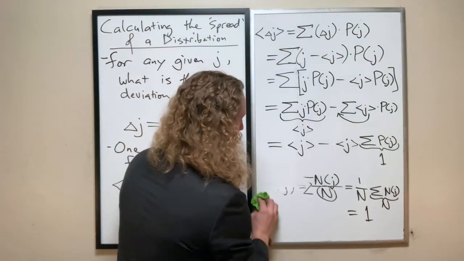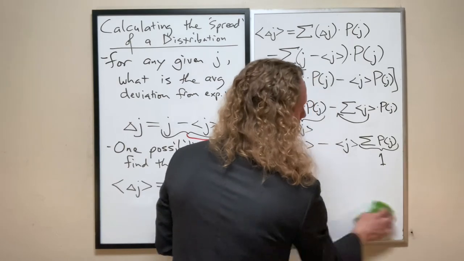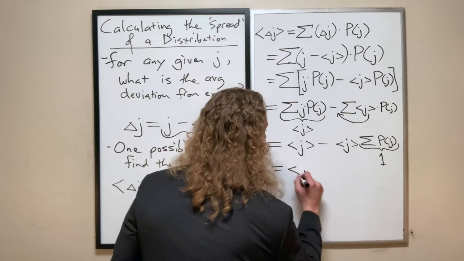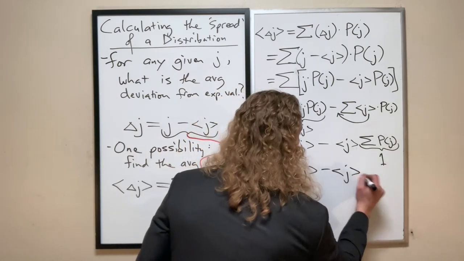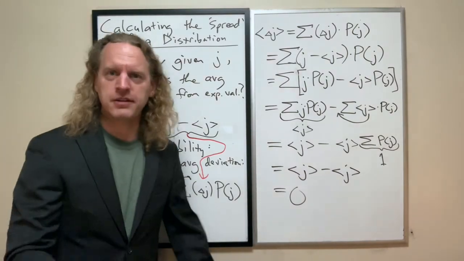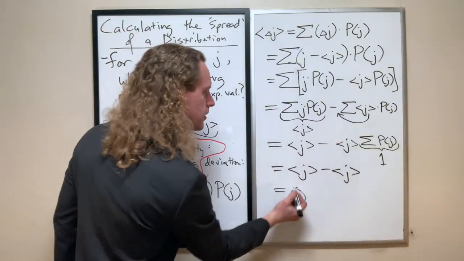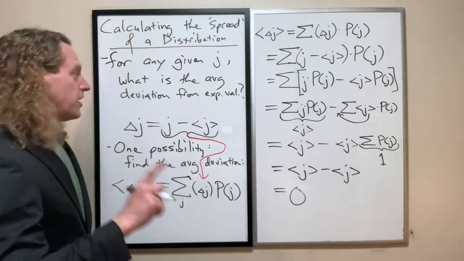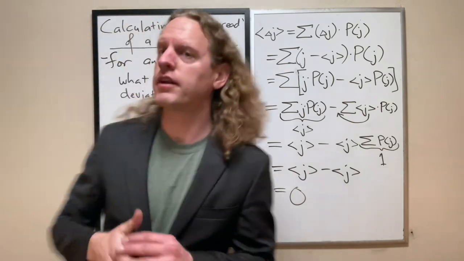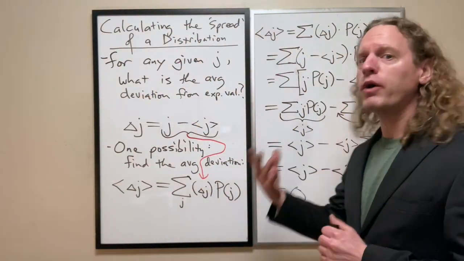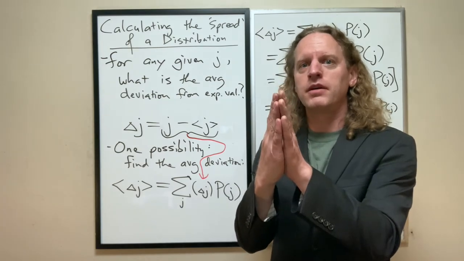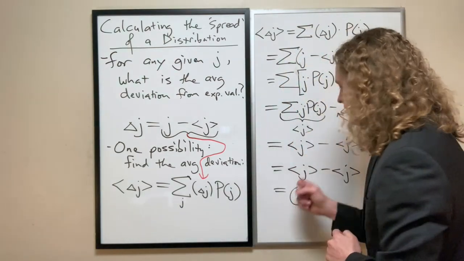So again, there's two ways of thinking about that: the analytical and then the common sense way. Either way, this becomes expectation value of J minus expectation value of J. Hey, we got something that we don't like, at least something that doesn't help us at all. So let's take a step back and see why we don't like this. The question that we were asking is, how can we measure the average distance of something from the median? And here's why this equals zero.